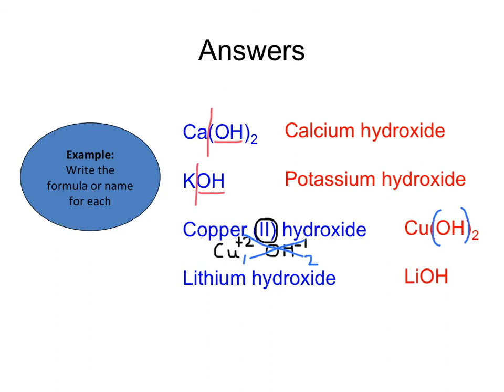For lithium hydroxide, lithium is Li. There is no Roman numeral, so I'm going to look up its charge on the periodic table. Hydroxide is OH minus 1. These two charges do add up to 0, and so I'm just going to bring them together to get LiOH.